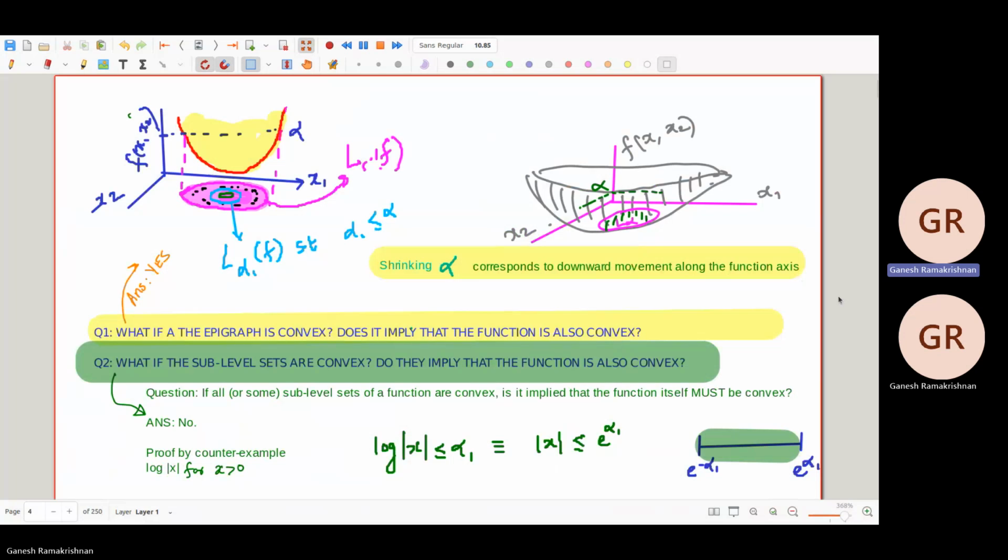But then I left you with a question. What if the sublevel sets are all convex? Can you prove the other direction? Any responses? Sorry? Not true. So need not be, right? Need not be. And what is the counterexample? Did you delve further into it?